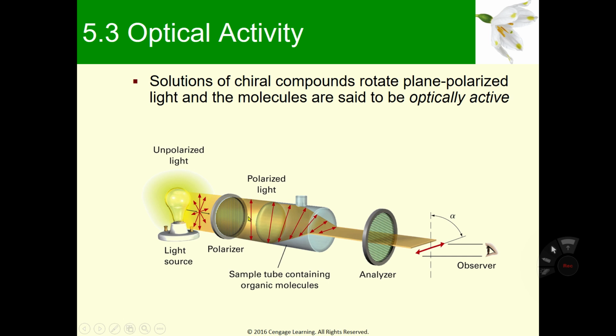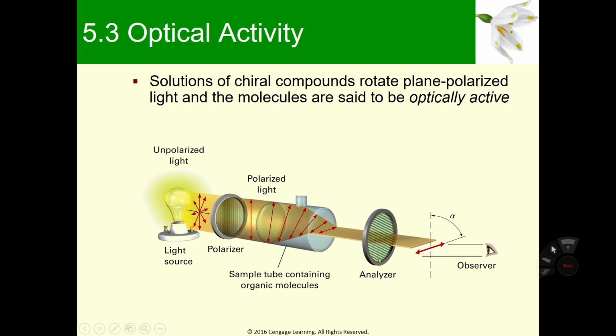In this case, the vertically vibrating plane polarized light was rotated to the right side, namely clockwise. If you have a lot of molecules, it will be rotated clockwise more and more. So if the light passes through all these sample molecules, the light probably was rotated a lot.